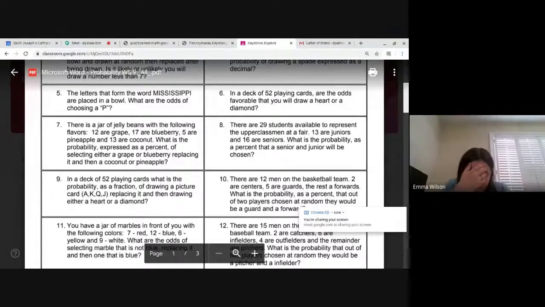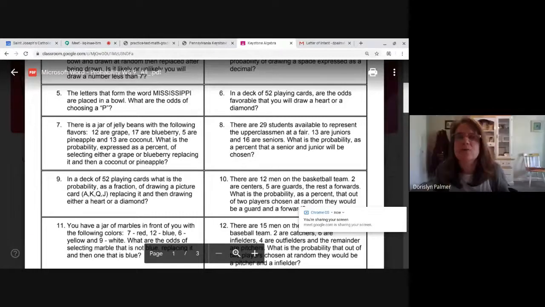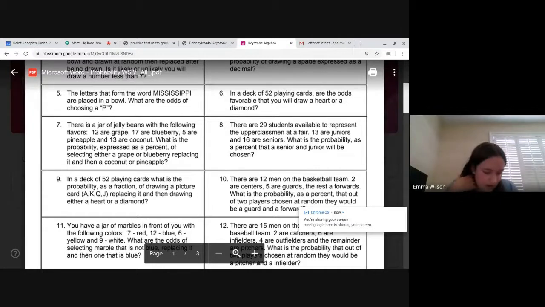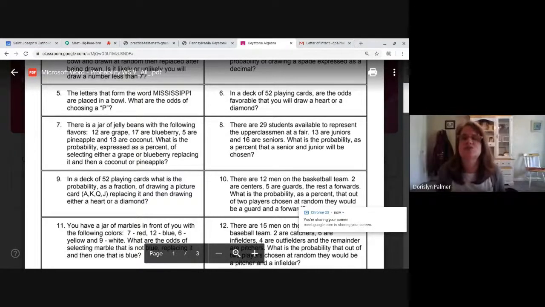A guard. It's like 5 out of 15. Sorry, how many men are on the basketball team? 12. Like 12 men, 2, 5. So, 5 out of 12, okay? Yes. 5 are guards, the rest are forwards. So we pick a guard first. That's 5 out of 12.